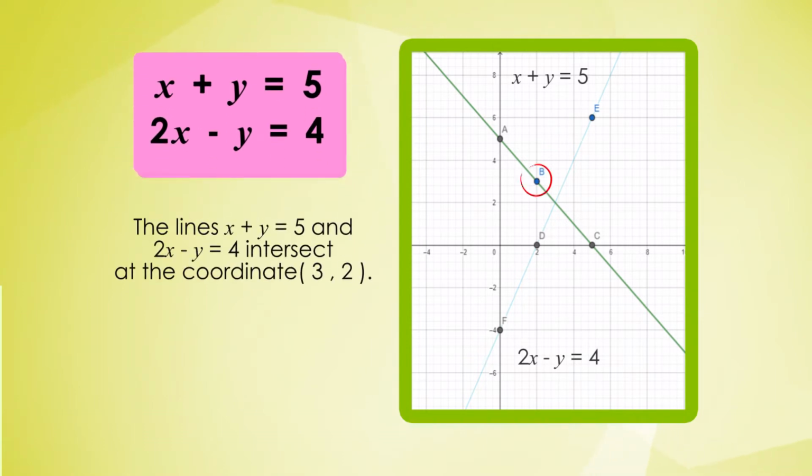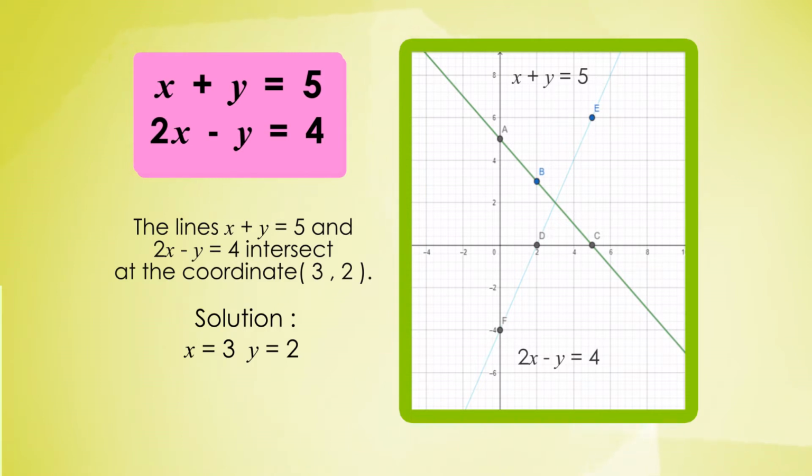The lines x plus y equals 5 and 2x minus y equals 4 intersect at the coordinates of the point (3, 2). Therefore, the solution is x equals 3 and y equals 2.